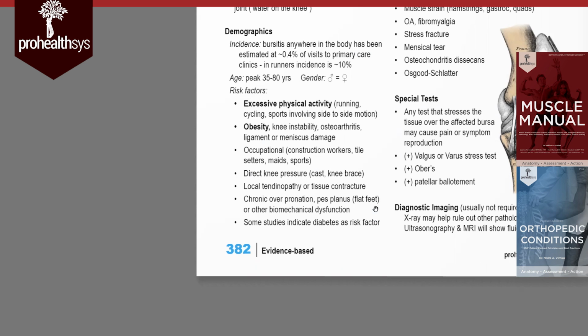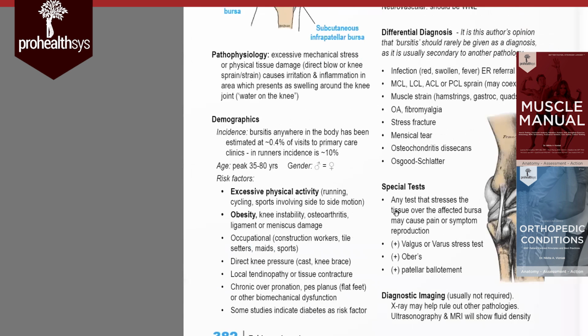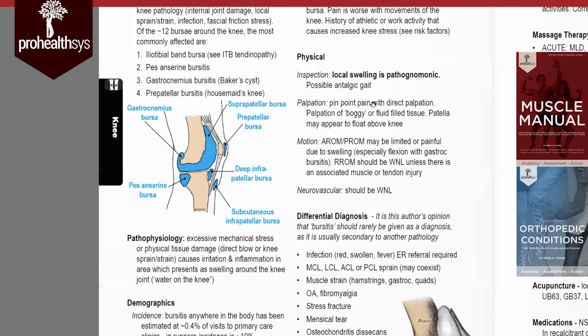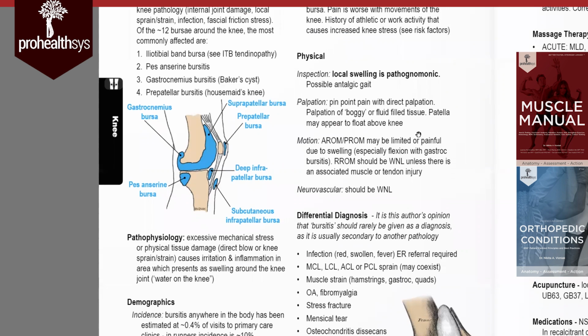Local tendinopathy or tissue contracture, chronic overpronation potentially could be there. Pes planus gets a little bit murkier here in the literature as you start to look at these causes. And some studies even indicate diabetes as a risk factor as well. Okay, history: dull, achy pain, or a pressure sensation. This is the biggest thing. It feels boggy. It feels swollen. If the person is lean enough in body mass, you can often see the swelling around the knee. History of athletic or work activity that causes increased knee stress is a risk factor.